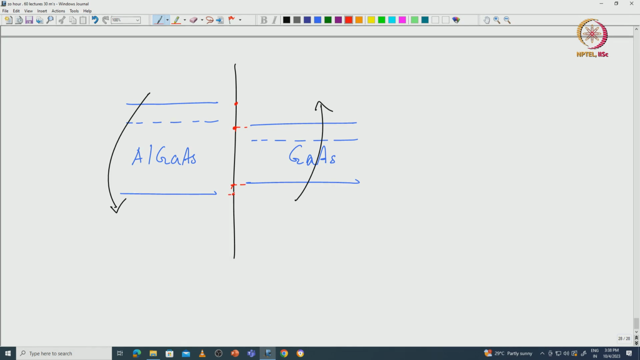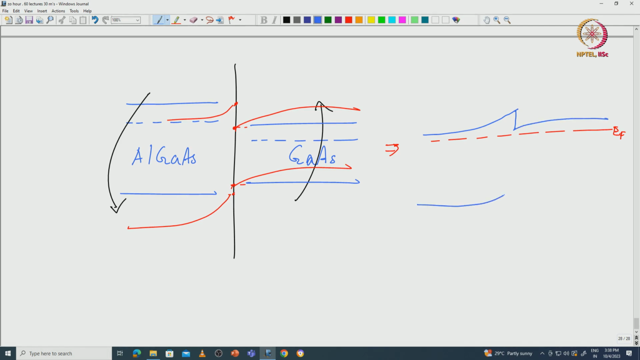So, when it goes up like that, it will look like that, and it will come down. So, what will happen is that you have a Fermi level which is at equilibrium, it stays constant, and it looks like that, this way and then this way. This is your heterojunction, actually an AlGaAs-GaAs heterojunction.